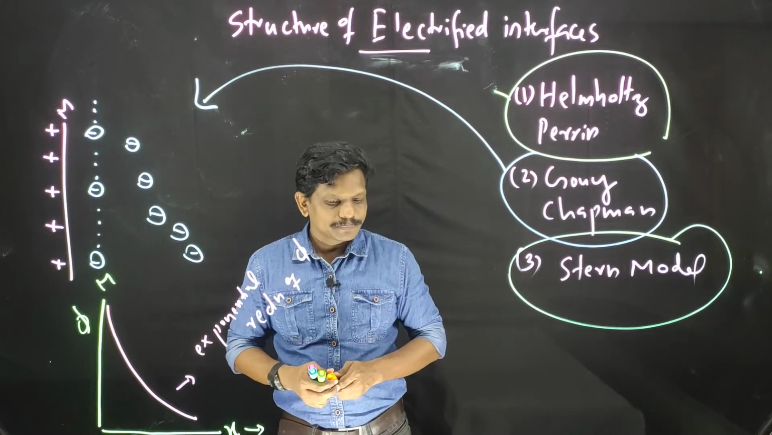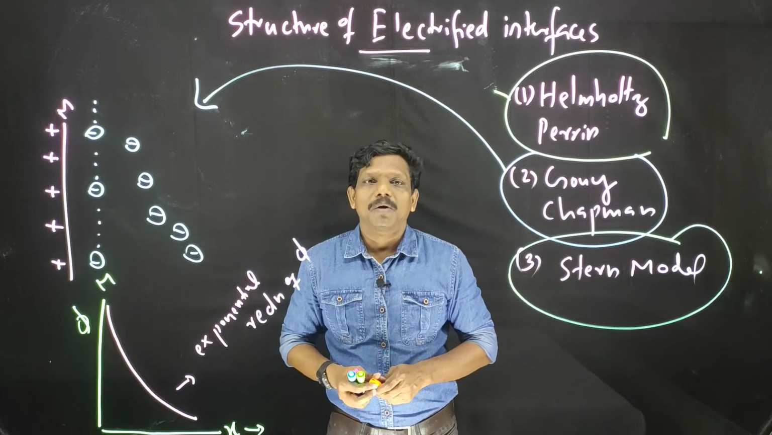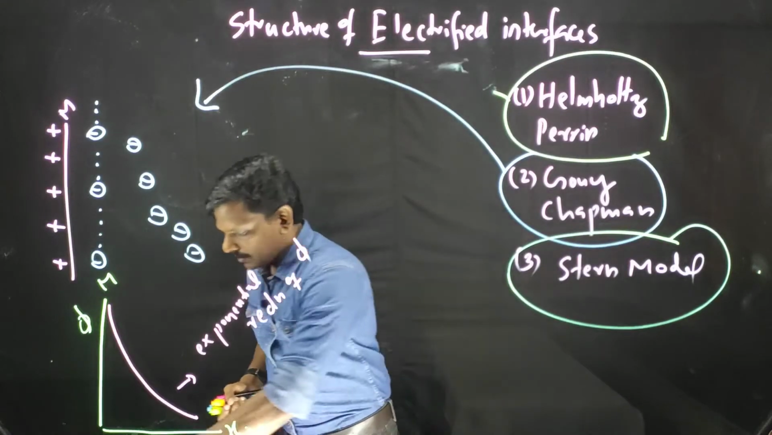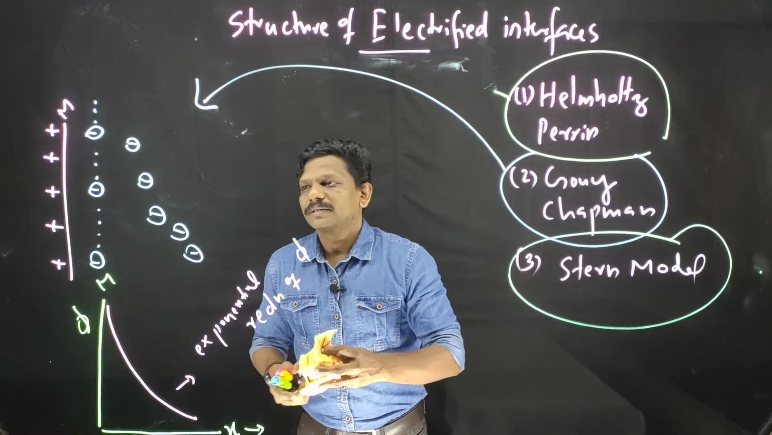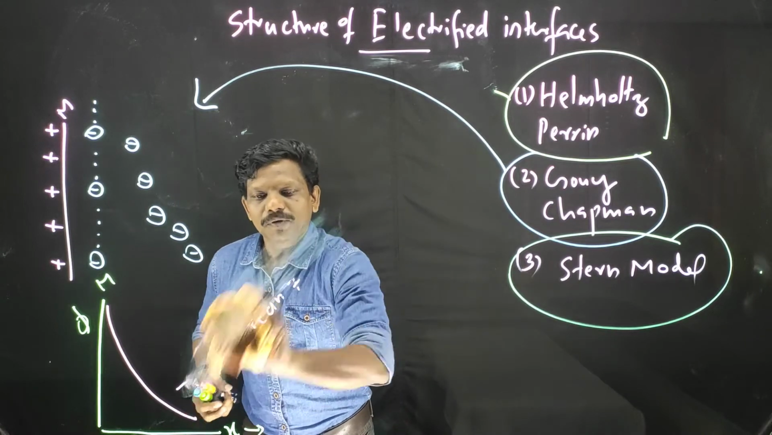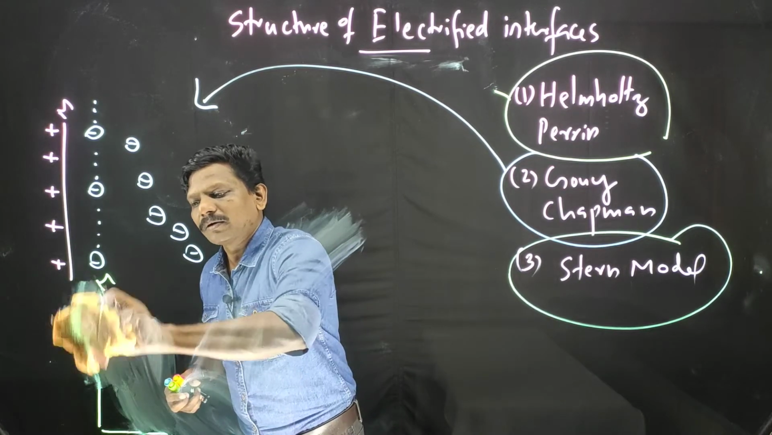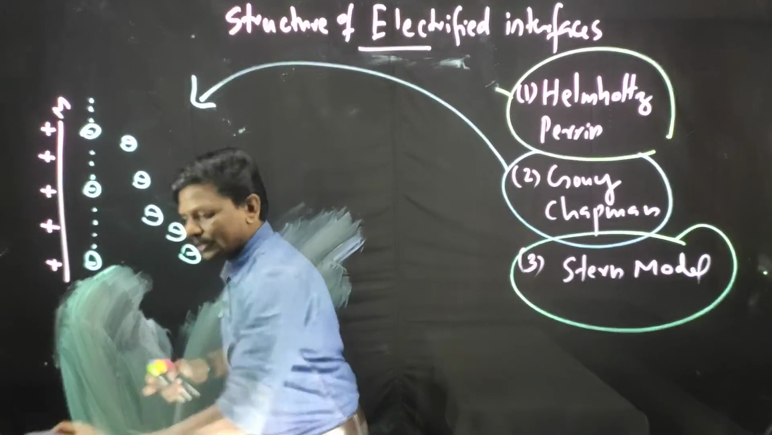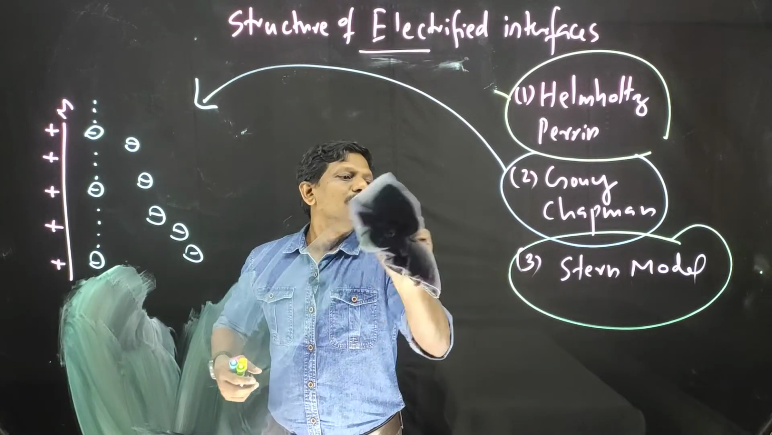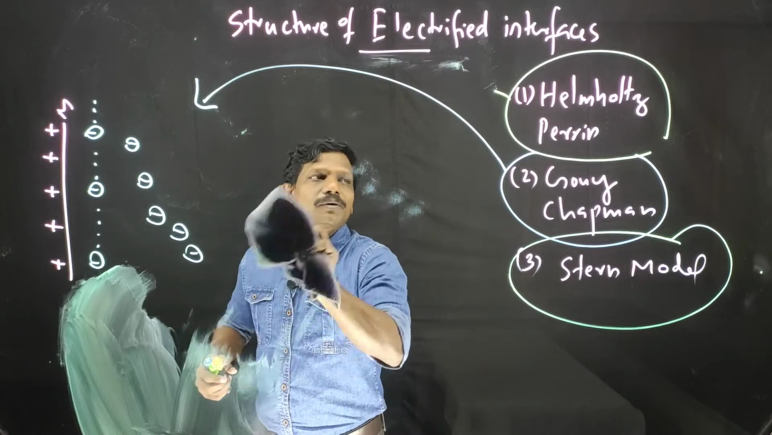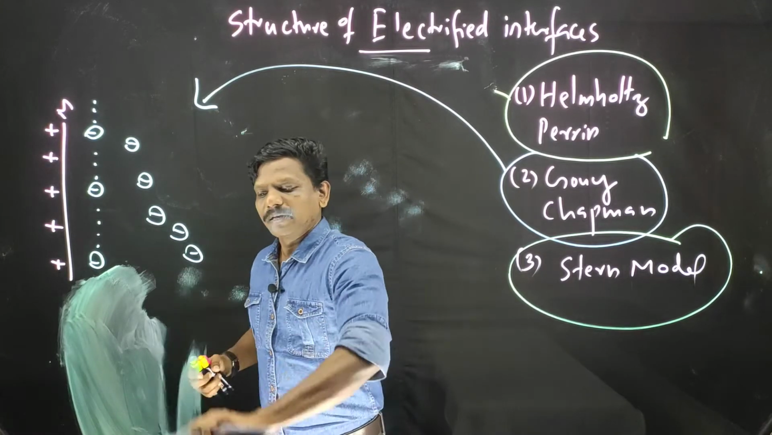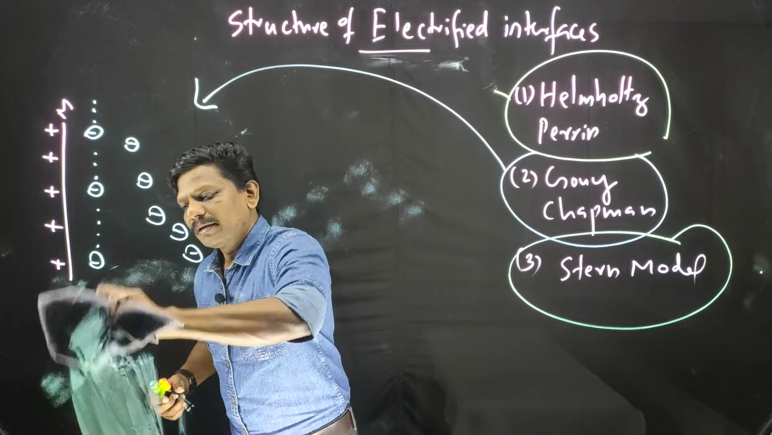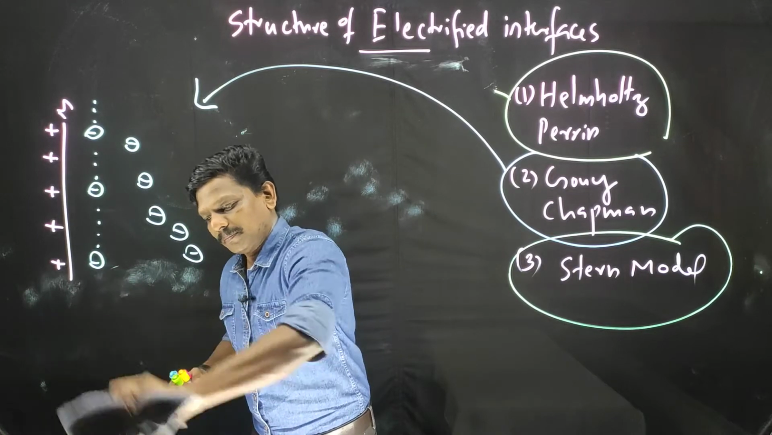But what about the Stern model? We will just see what the Stern model is. I told you it is the combination, that means it is a combination of these two models, the Helmholtz-Perrin model and the Gouy Chapman model.